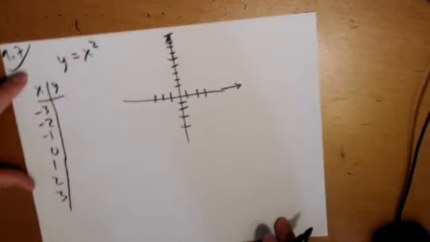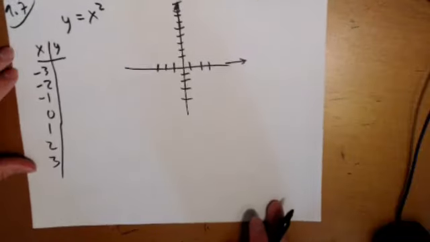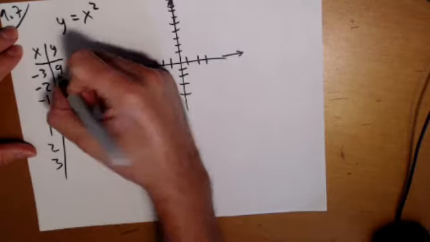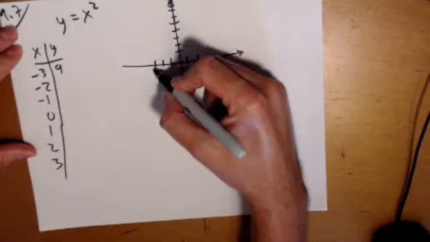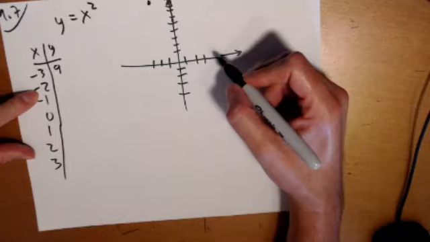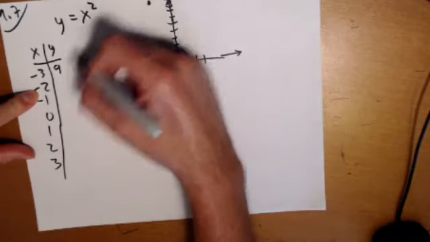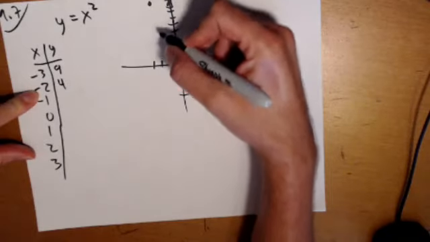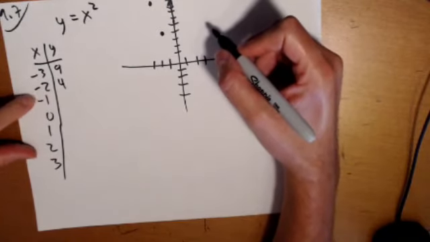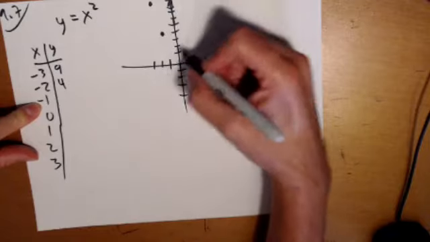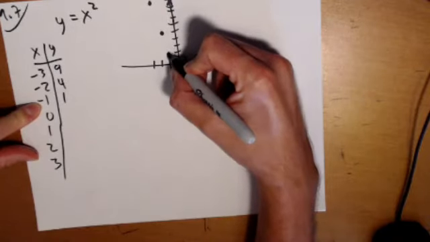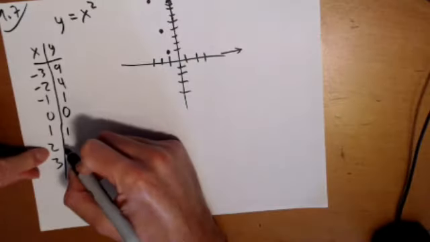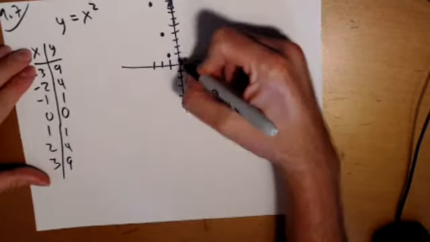I pick some points, -3 through +3. If I plug -3 in, -3 squared is 9, so that would be -3, 9, put a dot. If x is -2, -2 squared is 4, so go back to up 4. If x is -1, -1 squared is 1, so back 1, 1. And then 0, 0 squared is 0. 1 squared is 1. 2 squared is 4. 3 squared is 9.